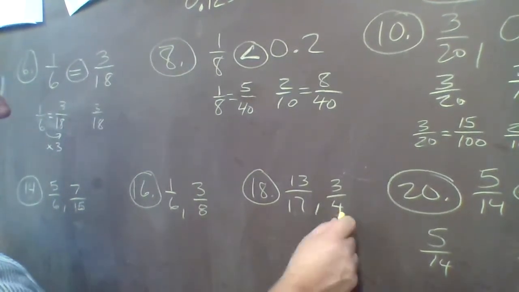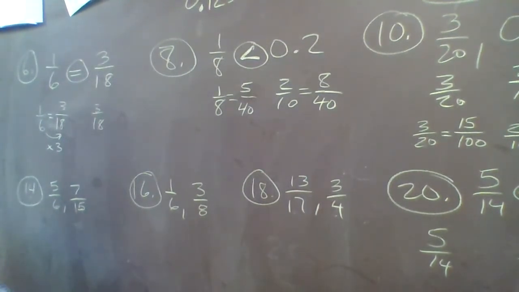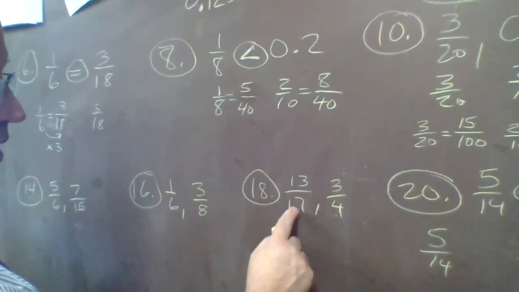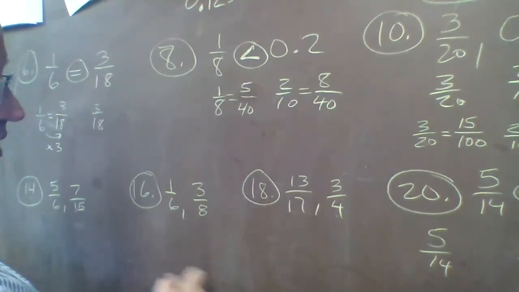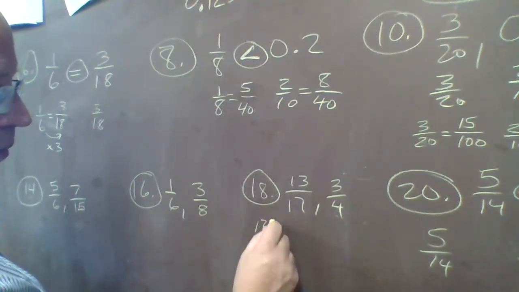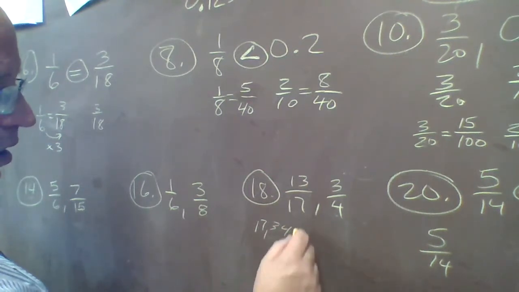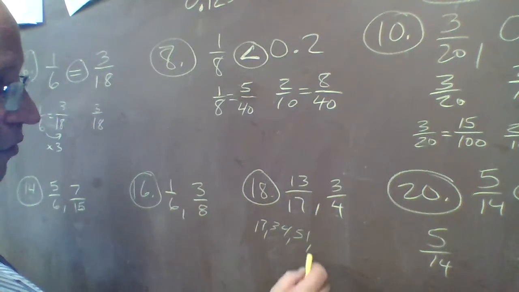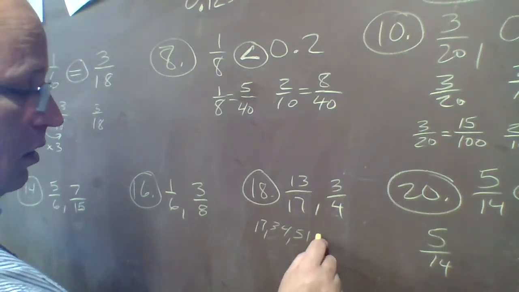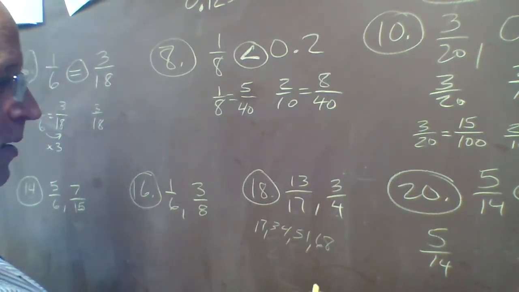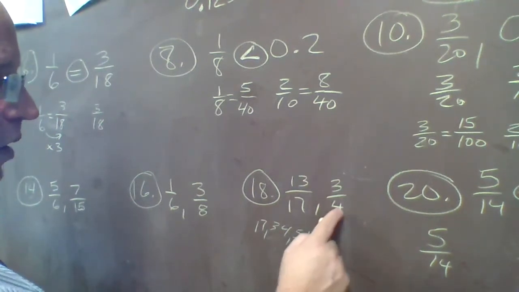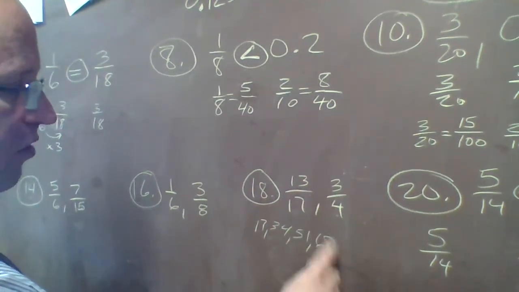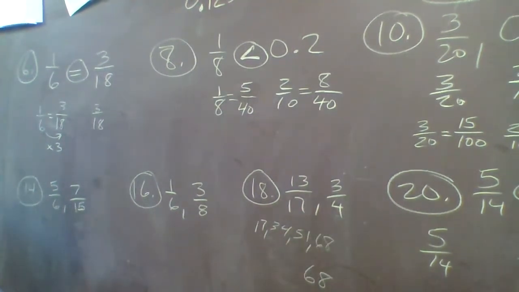How about here? We're just looking for a common multiple or a common denominator for 17 and 4. If I think about the multiples of 17, I get these numbers: 17, 34, 51, 68. There it is, right there. The common multiple is 68, because 4 does have 68 as a multiple, but it doesn't have any of those numbers as a multiple.